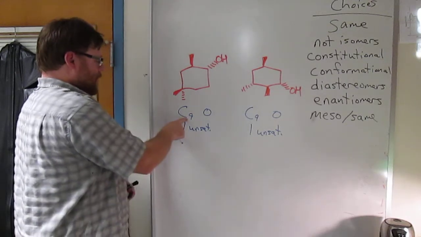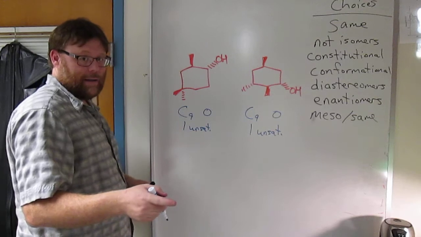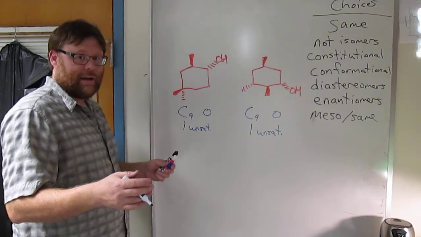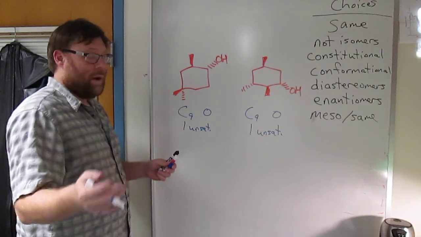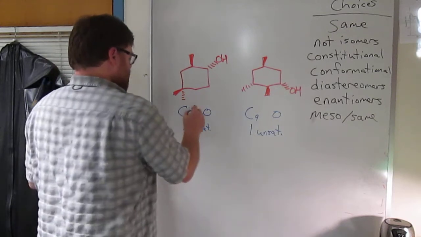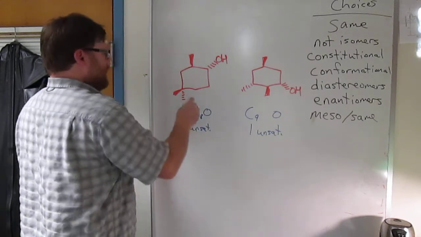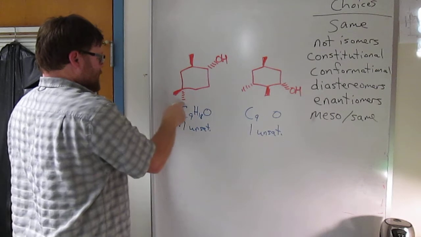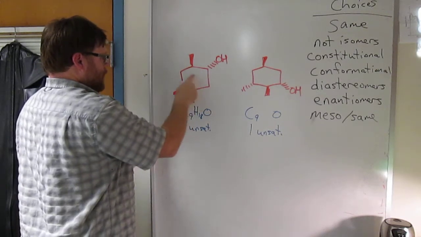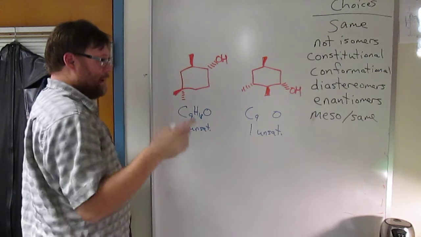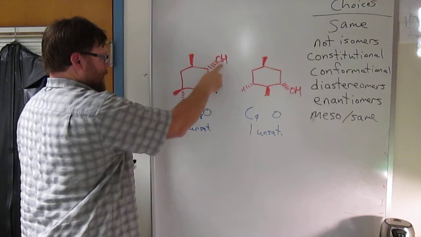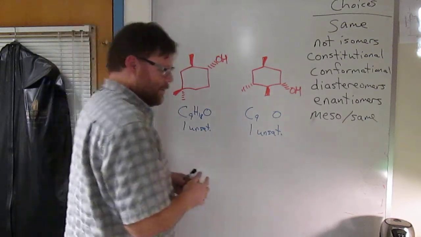So C9, 2 times 9 is 18 plus 2. So a saturated C9 hydrocarbon has 20 hydrogens. There's 1 unsaturation, so take 2 away. So this would be C9H18. And if we count this up, 3, 6, 9 for the methyls, 2, 4, 6 for the CH2, so 9 and 6 is 15, 16, 17, 18. Works out. All right, so they're isomers.